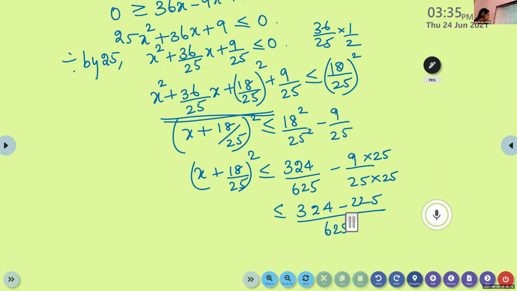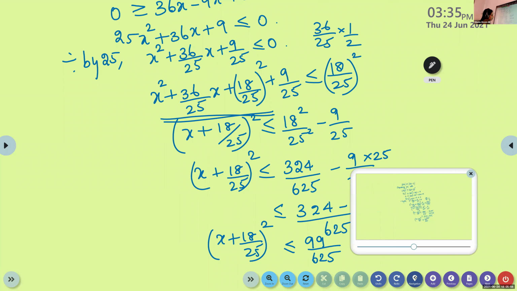So what is this value? Okay, this is like the completing the square method. In 10th standard, you have learned solving the quadratic equation using the completing the square method. That is the method we are using here. So here, which is less than or equal to, what is 324 minus 225? Yes, Aishwarya, tell me. 99. Yes, 99 by 625. It is x plus 18 by 25 the whole square.